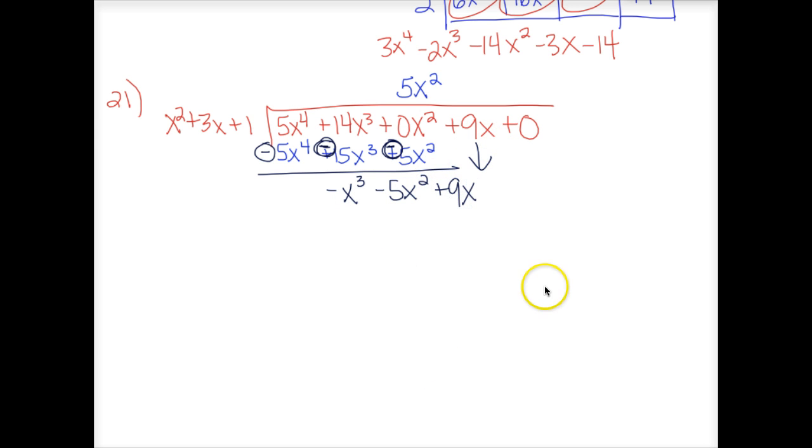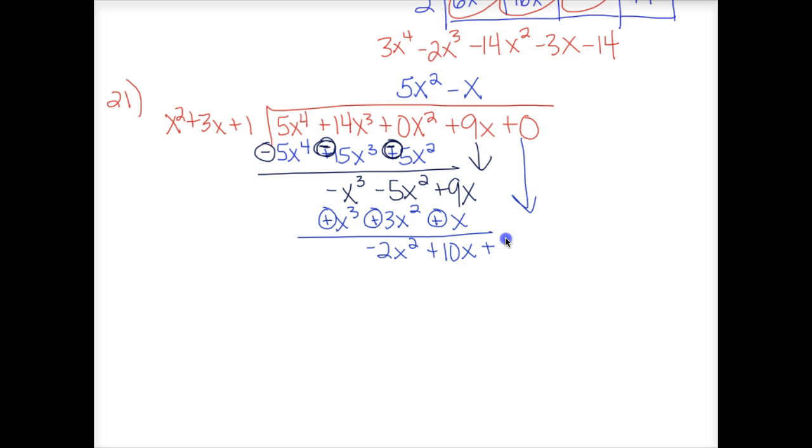Now, just repeat that exact same process again. So now I'm asking myself, what do I multiply x squared by to get negative x cubed? So the answer to that would be negative x. So negative x times x squared is negative x cubed. Negative x times 3x is negative 3x squared. Negative x times 1 is negative x. Now change the signs. Plus, plus, plus, and add the columns. These cancel. This gives you negative 2x squared. This gives you plus 10x. And I bring down my next term.